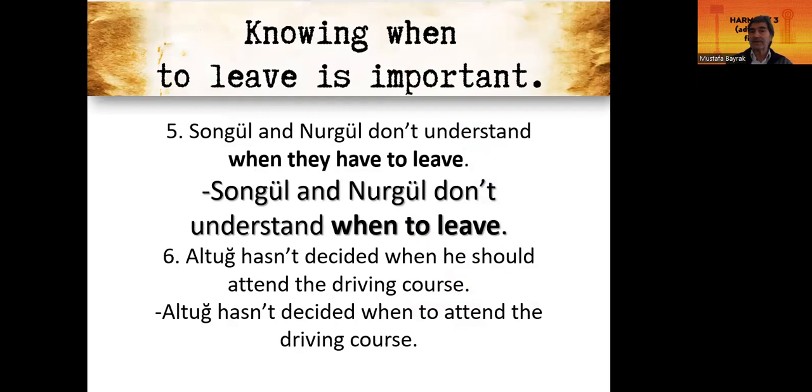Five, Songül and Nurgül don't understand when they have to leave. Songül and Nurgül don't understand when to leave. Okay. Altu hasn't decided when he should attend the driving course. Altu hasn't decided when to attend the driving course. When to. Shall we take a look at the fifth one again? To produce more and more sentences. For example, Songül and Nurgül don't understand when they have to, when they must, when they can leave, when they will leave, when they are able to leave becomes Songül and Nurgül don't understand when to leave. Okay. So according to the situation, it is understood.